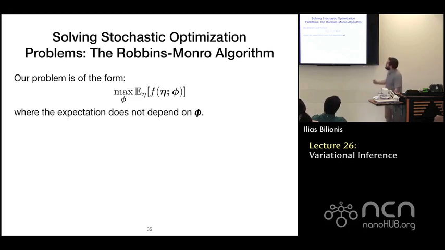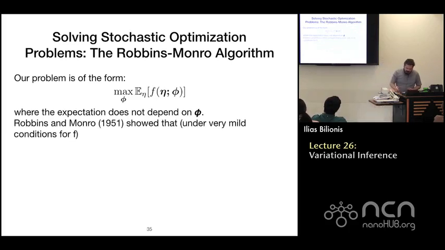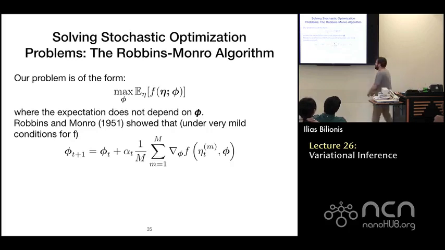Now, notice that the expectation doesn't depend on phi, and this is crucial. And we managed to do that. Now, Robbins-Monro in 1951 showed that under very mild conditions for f, the following algorithm converges to the solution of the problem. And it's actually mind-blowing, okay, that it does converge, but let me show it to you. The algorithm says start from any phi you want and update it in this way. Add a little bit of a noisy estimation of the derivative, right?